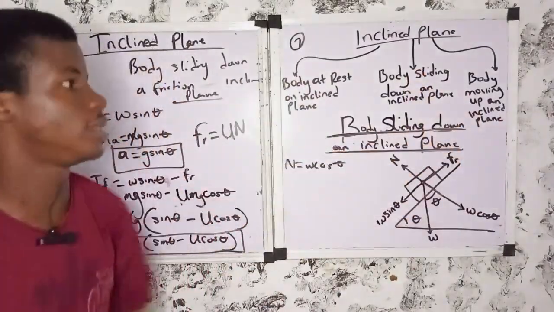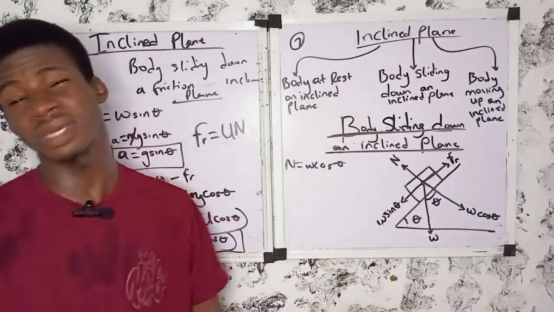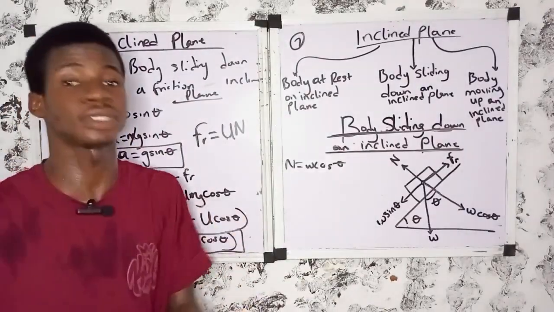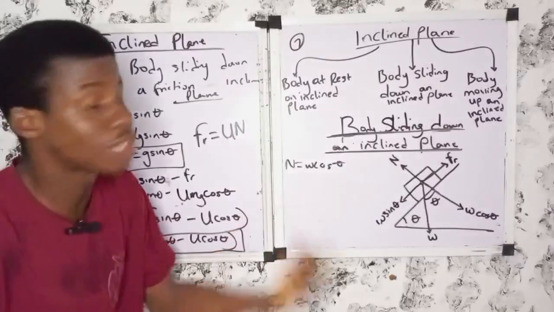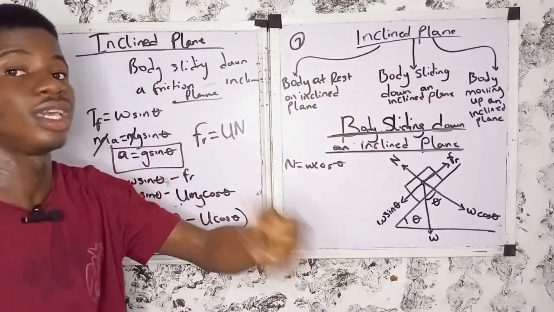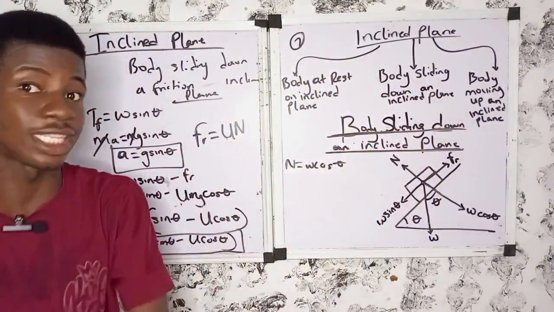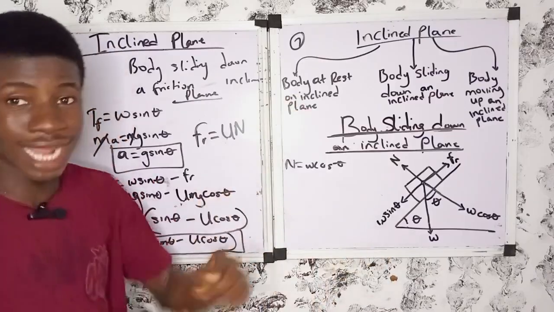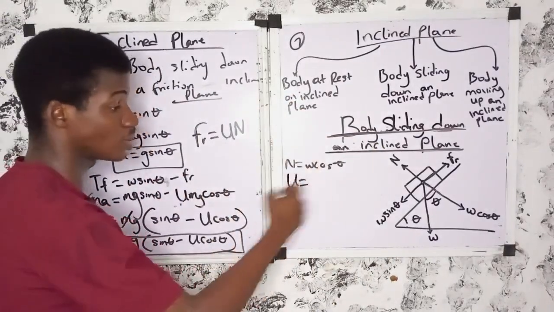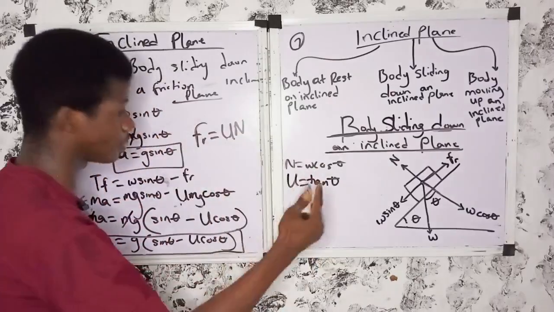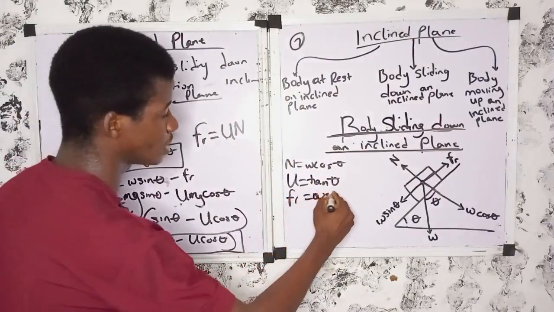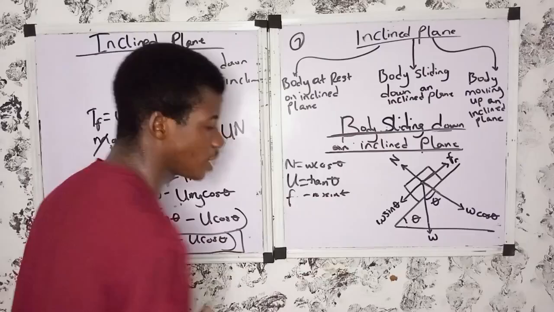Now let's move to the last category: body moving up an inclined plane. I doubt that we will ask you questions from all these parts. I'm just doing this so that you can have the knowledge. Where they will ask you questions is in the application of this theory. We'll still go to that aspect, but right now, just know these things. And don't forget that u equals tan theta. It's very important. Don't also forget about W sin theta. You know how you can get it. It's very easy. So let's continue.